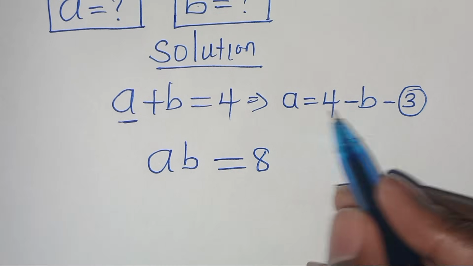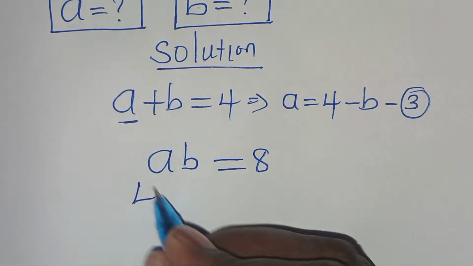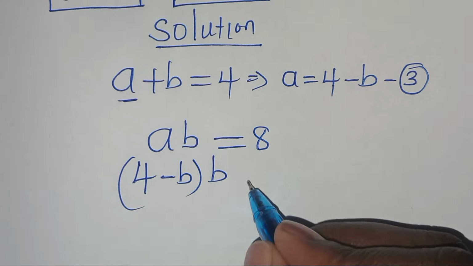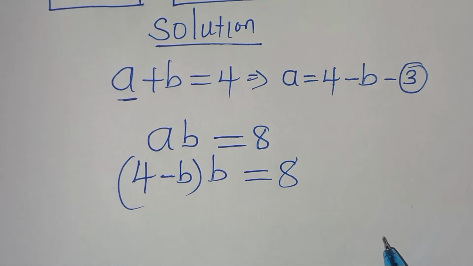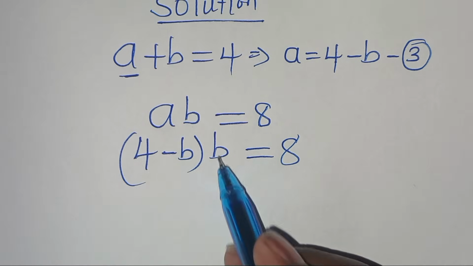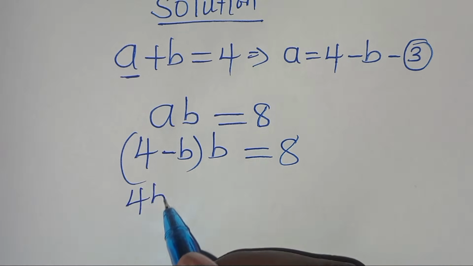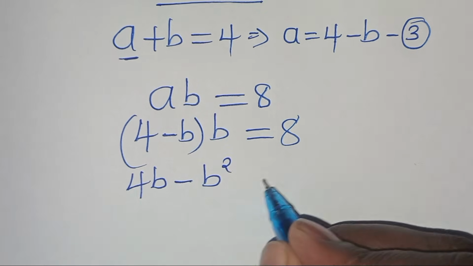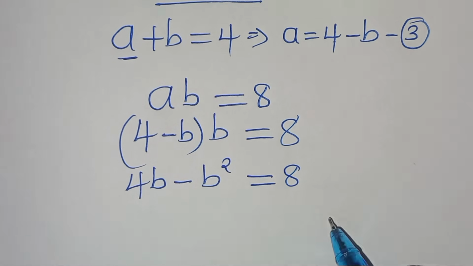Let's substitute a, which is 4 minus b. So we have 4 subtract b multiplying by b, this is equal to 8. So let's open the parentheses. 4 times b, this is 4b, minus b times b, this is b to the power of 2. This is equal to 8.